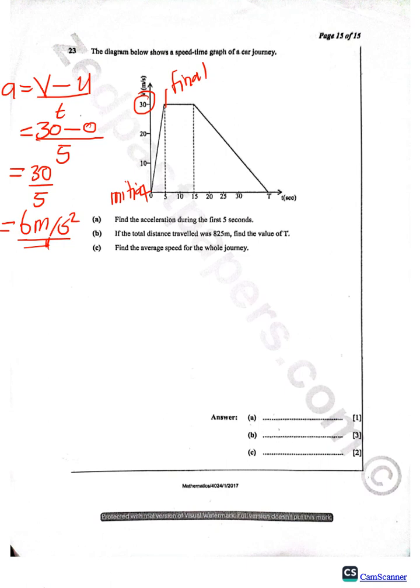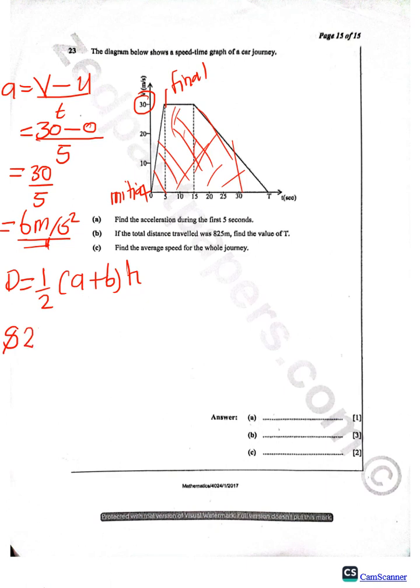Then question B: if the total distance traveled was 825 meters, find the value of t. So this value of t is what we are solving for. Now let's look at the shape that we have. This is a trapezium. For a trapezium, distance is equal to half (a plus b) times the height. Now the total distance is given.